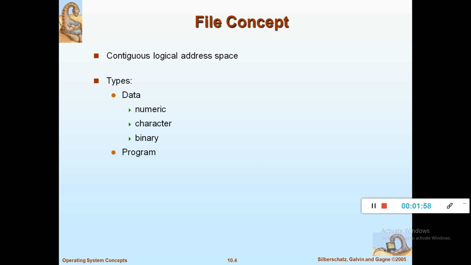Actually there are two major types of files: text files and binary files. The file that contains data and programs is called a text file, and the file that contains the executable code or the object code or the binary information is called a binary file. Some examples of data files are numeric, character, and binary, and programs also. These all belong to text type files here.